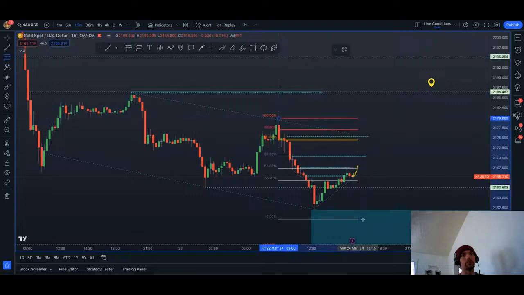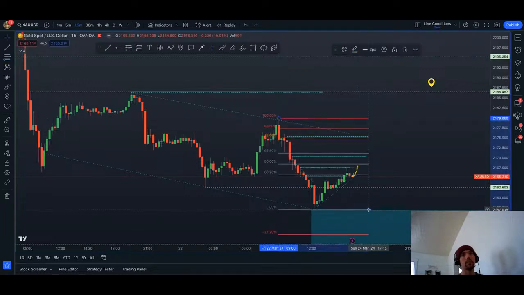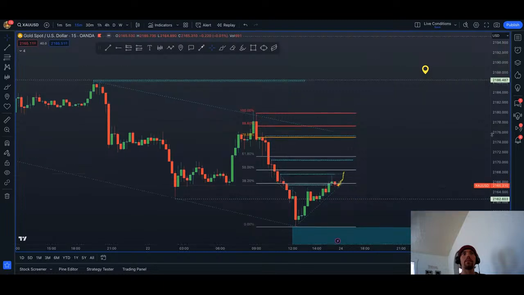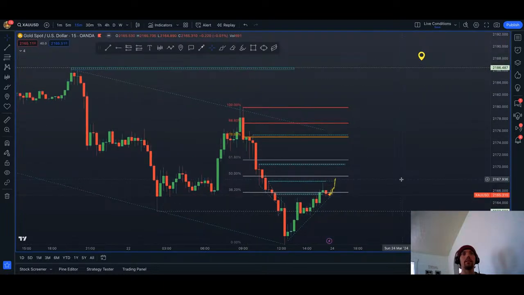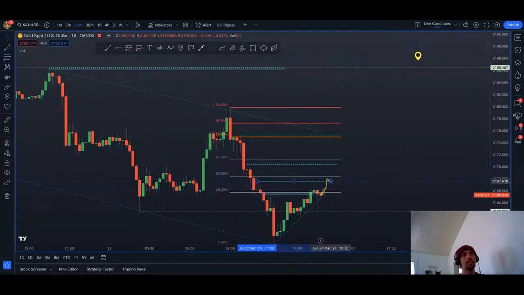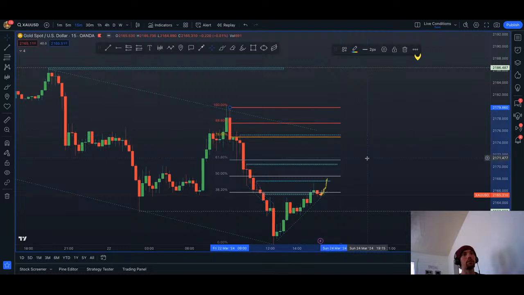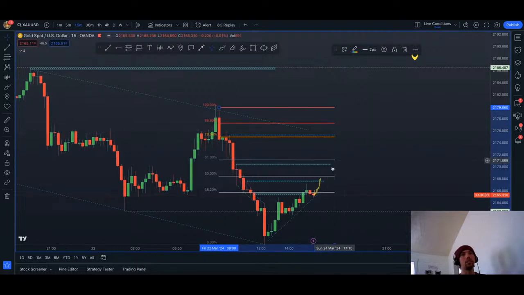Let's throw a fib on this. And yeah, just above our last high is 50%, and just above that is the 618. And then up here is the 786. That's a full retracement, which would validate, once it gets in this area, like breaks above our 50 and hovers here, we could be looking for top side.